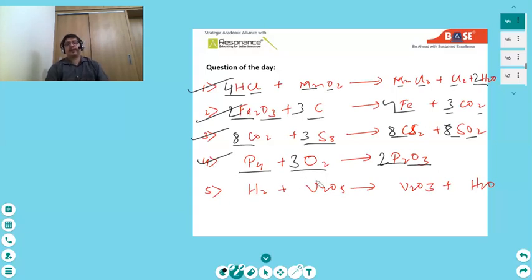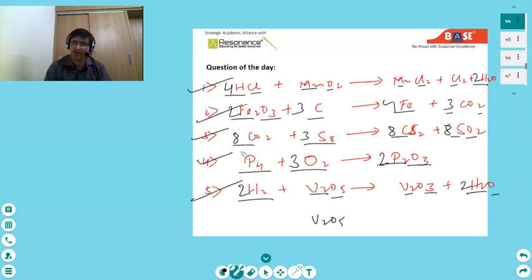Let's move to the fifth one, that is hydrogen and V2O5, vanadium pentoxide, giving V2O3 and water. What will be the balancing? So it will be this: 4, 4, 2, 2, 3 plus 2, 5, 3 plus 2, 5, it is balanced. So this is the way you need to balance the equation. As I said in the last class, you need to practice. There is no shortcut for this. The more you practice, the more you learn. The less you practice, the less you learn. That's the simple fundamental of chemistry. Let's move to the next section for the day.